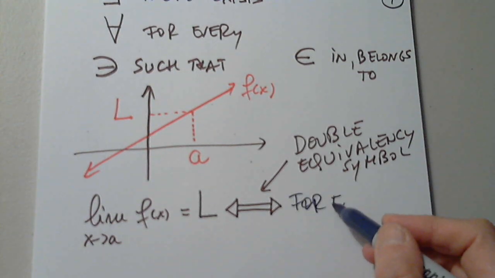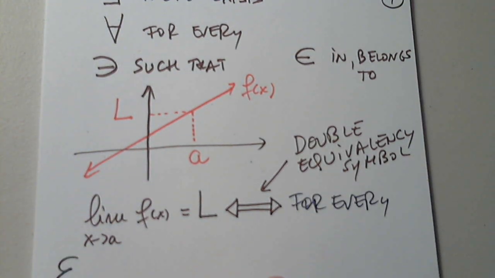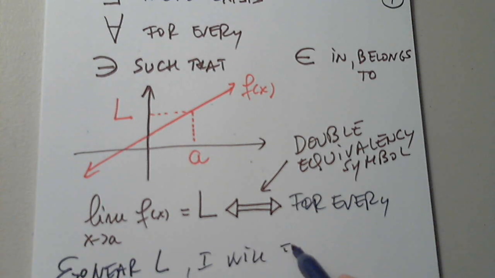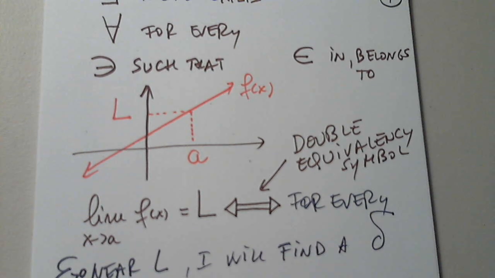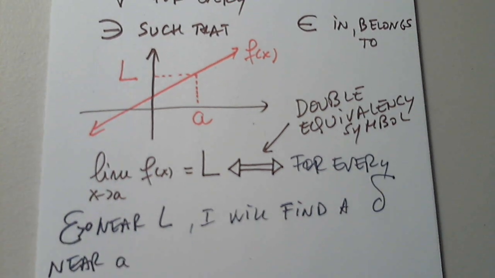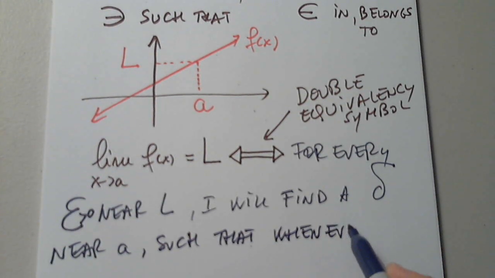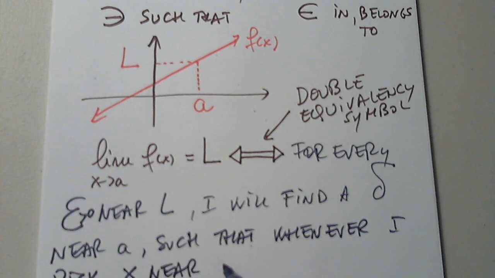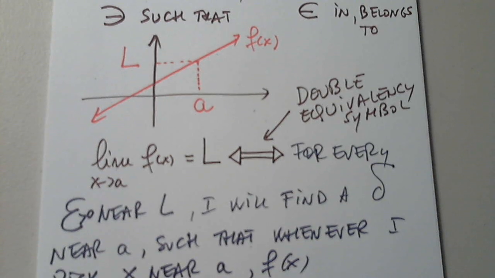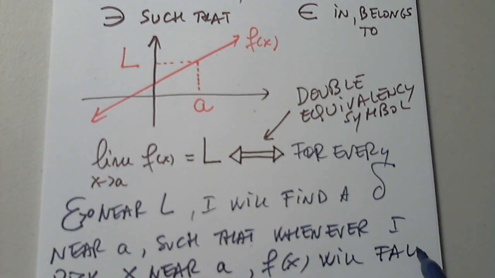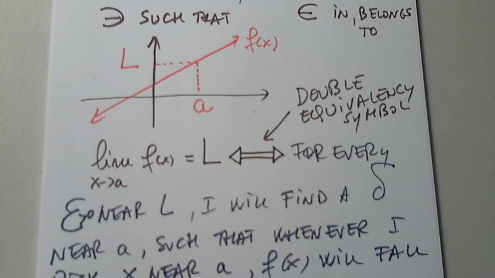For every epsilon, of course positive, near L, I will find a delta near a such that whenever I pick x near a, f of that x, f of x, will fall within epsilon of L.